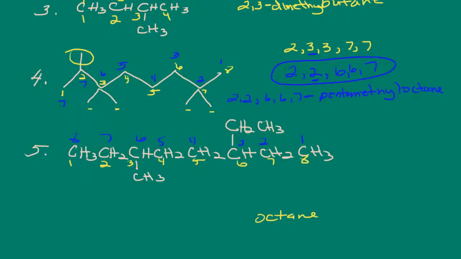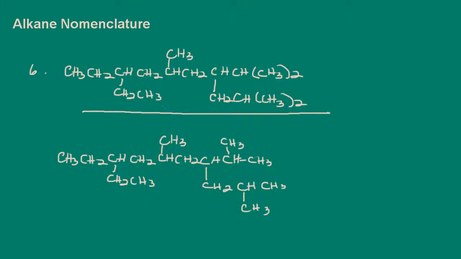Well, when we number from left to right, we have a methyl group on carbon 3 and an ethyl group on carbon 6. When we number from right to left, we have an ethyl group on carbon 3 and a methyl group on carbon 6. We're going to give ethyl the higher priority, and therefore we'll assign that a number 3. So in this case here, what we have is 3-ethyl, 6-methyl octane. Let's take a look at number 6 here.